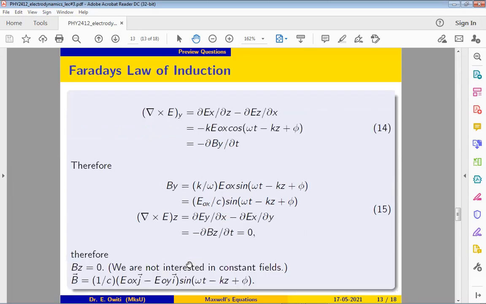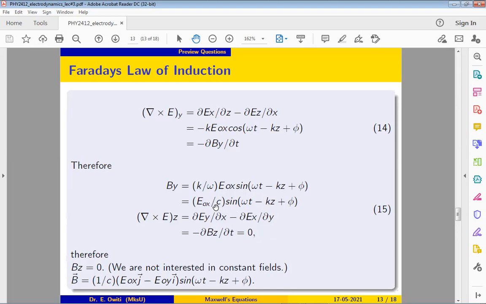All right, you do the same for y. You get the cross product of the E vector, and once you get the cross product, you equate it to the partial derivative of the y component of the magnetic field with respect to time. You do the same thing, you integrate to get By, and once you get By, you now have the y component of the magnetic field intensity.